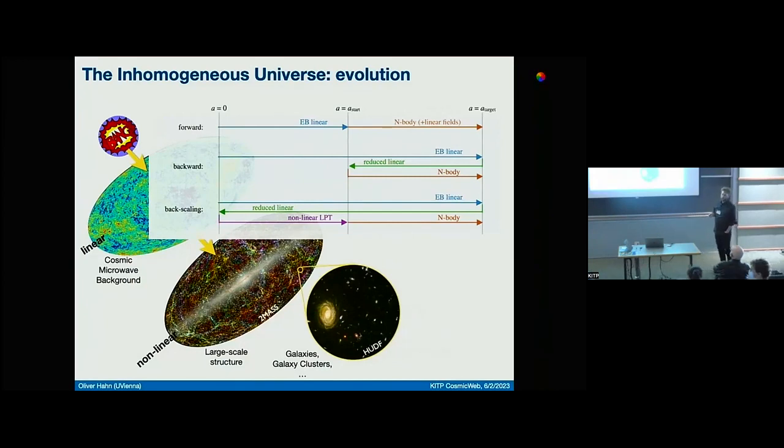Speak for yourself. Huh? I speak for myself. No, I speak for the large-scale structure community and the large-scale structure cosmology, of course, here. And exactly. Well, you don't include relativistic effects, maybe.